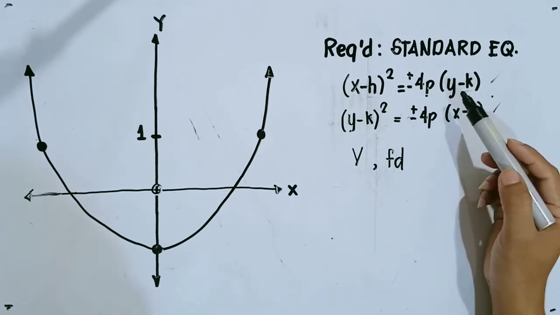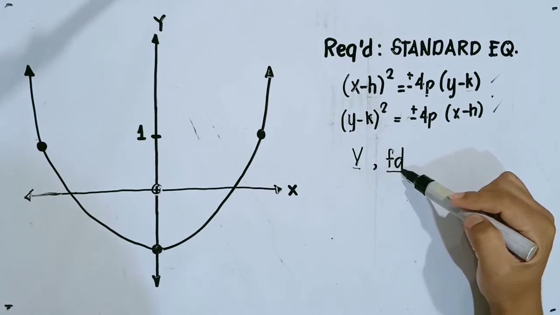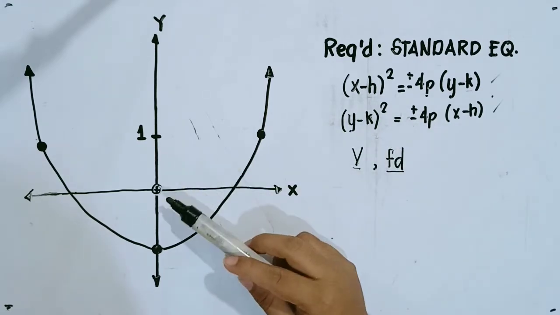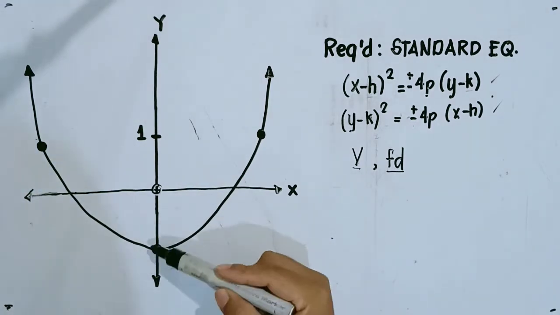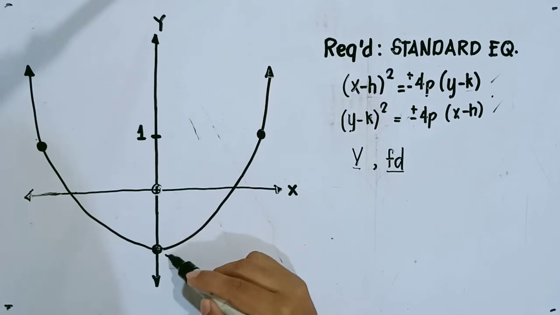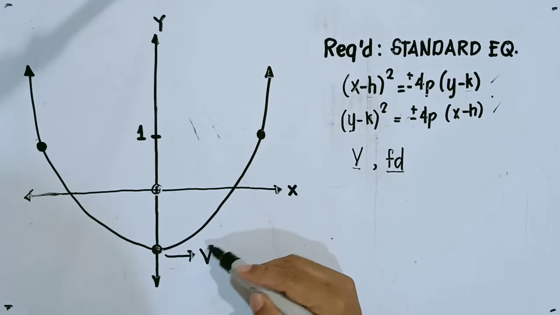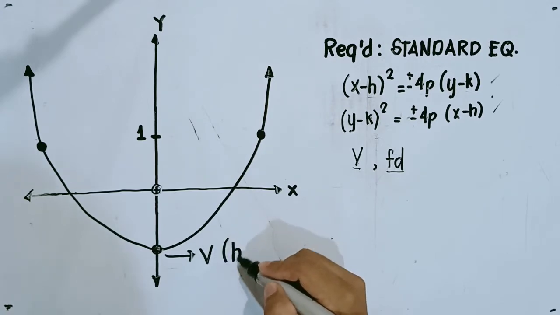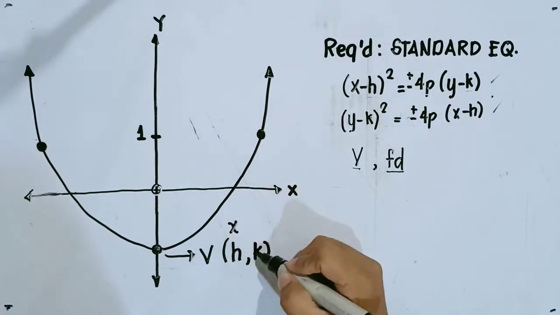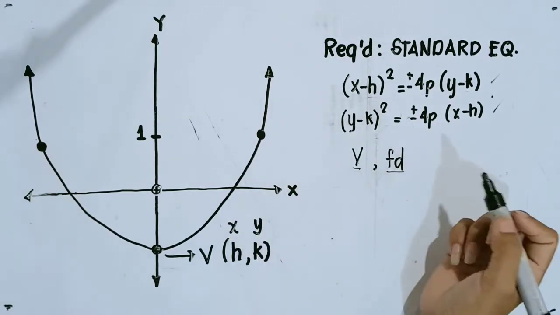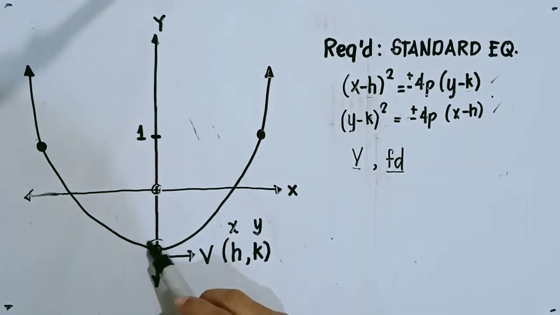So we need first to find our vertex, which is (h, k), and our focal diameter or our latus rectum in the graph. So in this illustration, our vertex is here. We need to find the coordinates of our vertex, (h, k), in which h is the x-coordinate and k is the y-coordinate. Now, we will find the x-coordinate and the y-coordinate of this point.